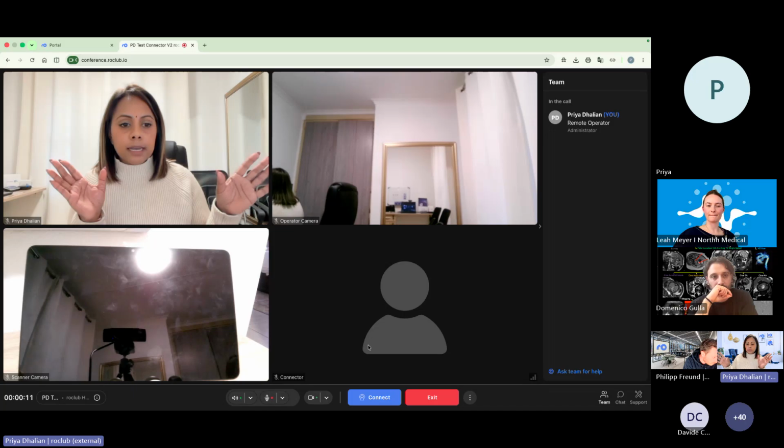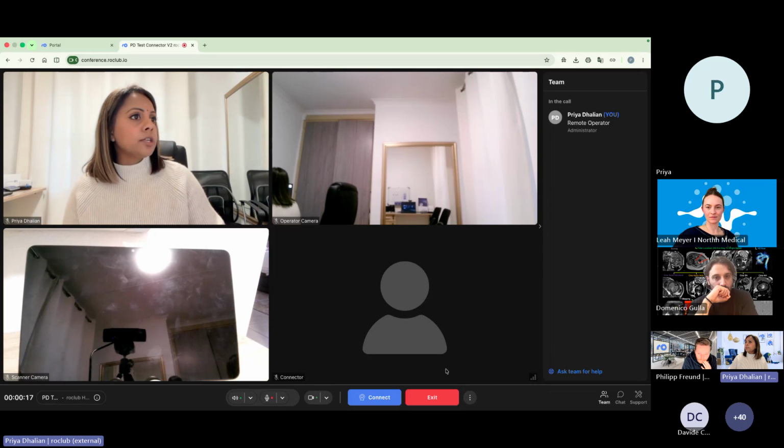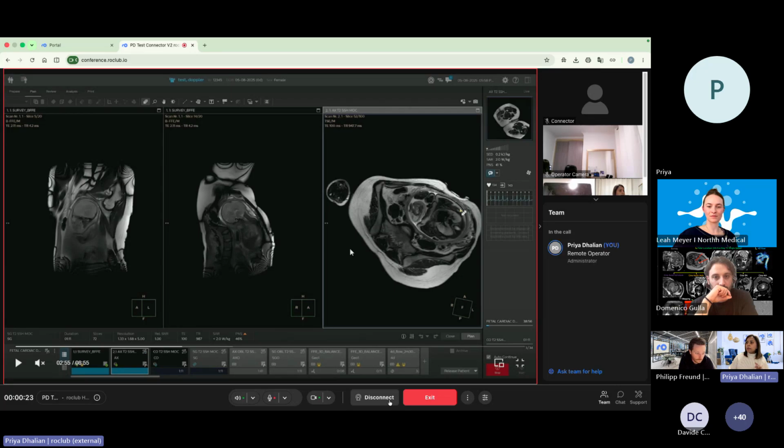They can already discuss parameters. They can already discuss indications and where they are with the examination, or even before the examination. Your remote expert will then connect to the scanner by clicking the connect button. And now they will have full access to that scanner and to that patient.